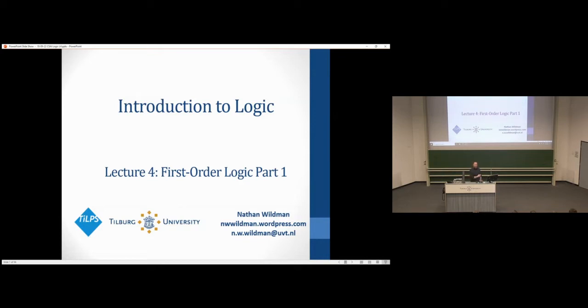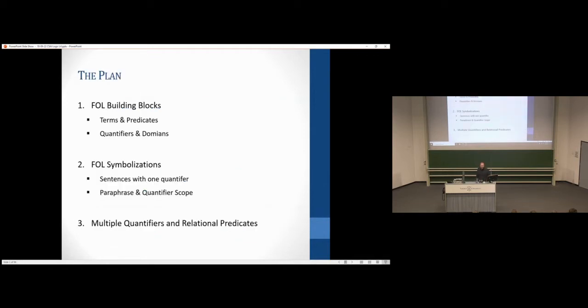Now, one of the things we're going to lose with this move to FOL is that we won't be able to use tables. That's because we're moving away from atomic sentences. But we're going to come up with other machinery that will let us do something very similar to what we were doing with tables.